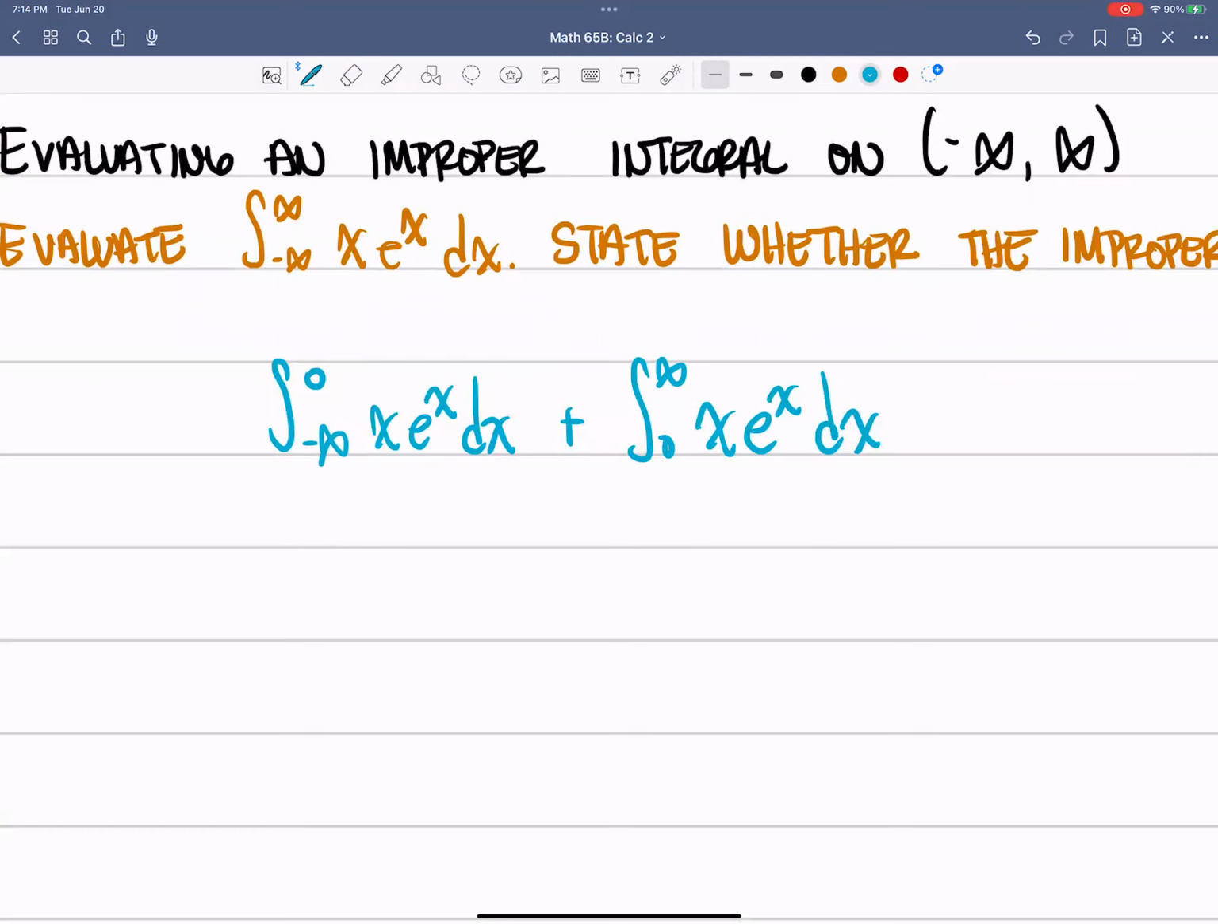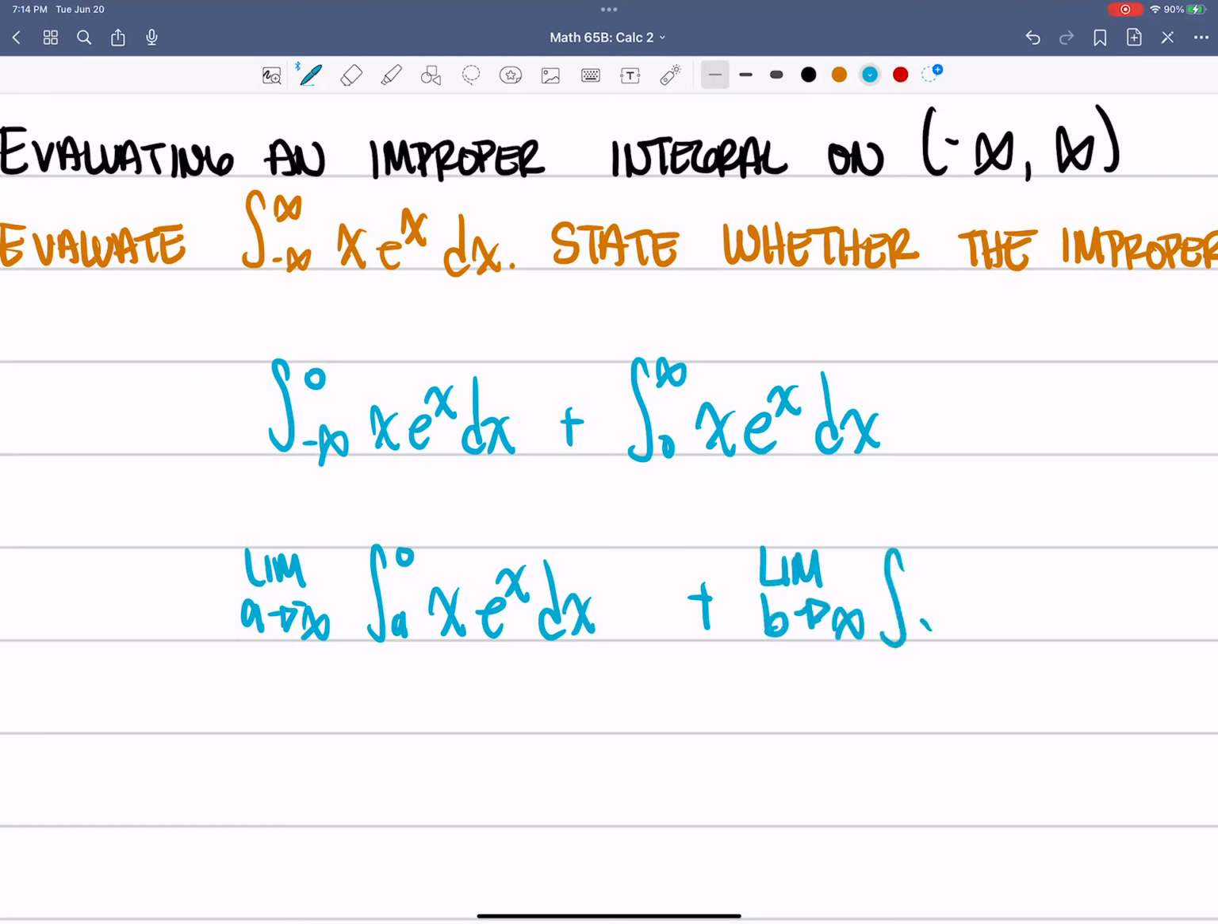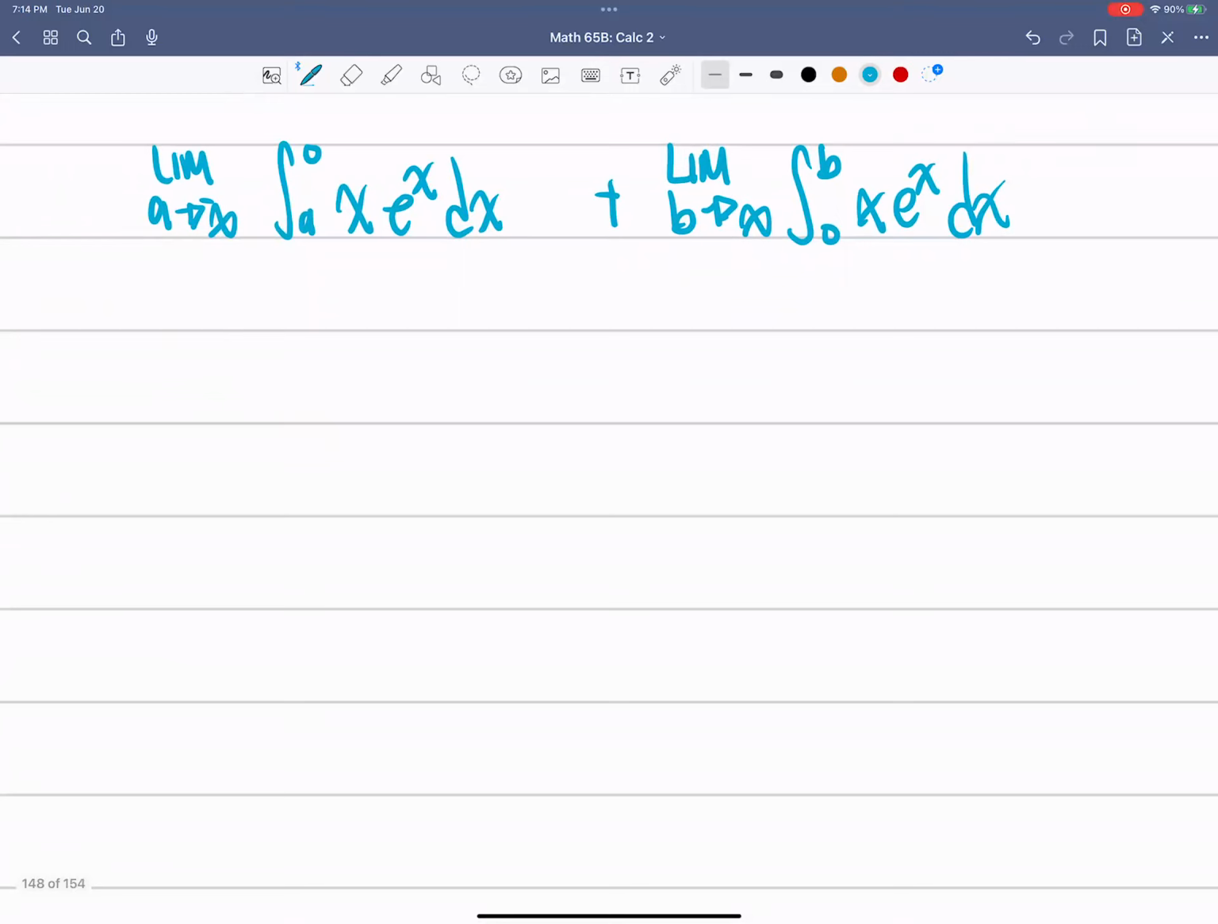And now that we have that, let's set up the limits. We have the limit as a approaches negative infinity, from a to 0, of x e to the x dx. And at the same time, we'll evaluate the other integral: the limit as b approaches infinity, from 0 to b, of x e to the x dx. Now we just have to evaluate these values.